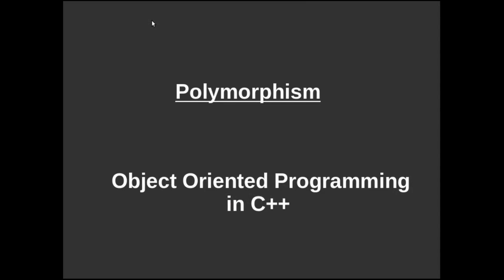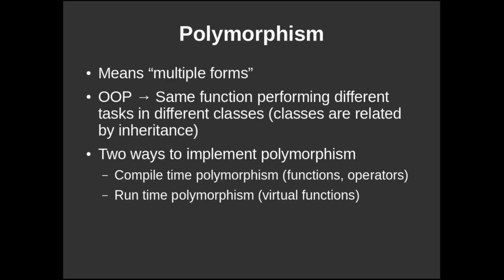Hello everyone. In today's video, we'll be talking about one of the key consequences of inheritance in the context of object-oriented programming. More specifically, we'll be talking about polymorphism. Polymorphism means multiple forms. In the context of object-oriented programming, polymorphism means a same function performing different tasks in different classes, while the different classes are related to each other by inheritance.